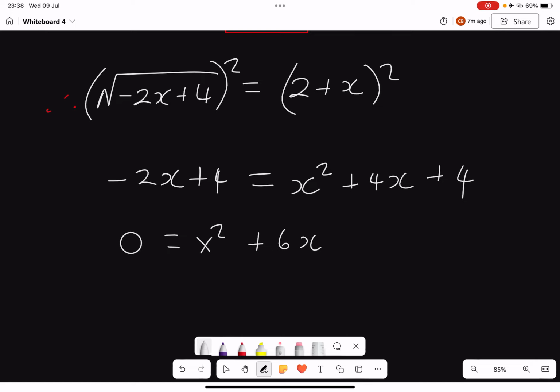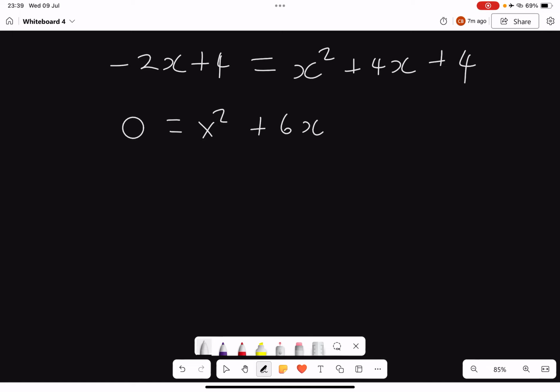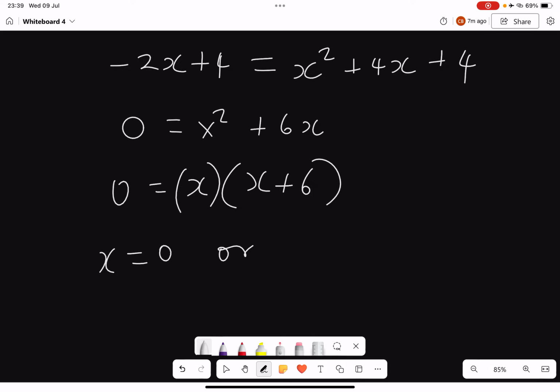And then we need to factorize. You can see that this term and that term are going to cancel, and this will add there. Perfect. Now let's factorize this. 0 equals x times x plus 6. Applying the zero product, we know that the first bracket will be 0 or the second bracket will be 0, which gives us x equals 0 or x equals minus 6.